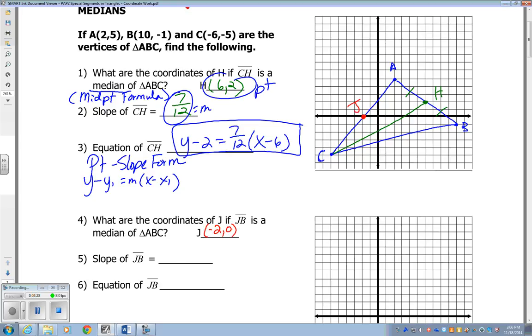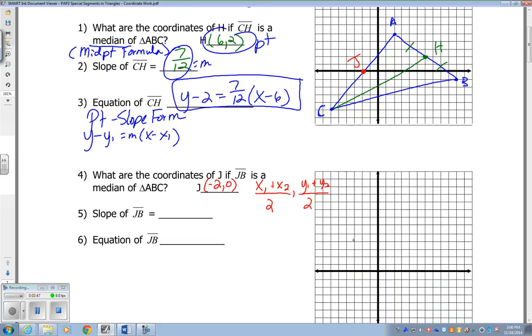Okay, remember you can still use your midpoint formula to find that if I wanted to. I could just add my x coordinates divided by 2 and my y coordinates divided by 2 and get to that if I could not see it on the graph. Okay, I'm going to scroll this up a little bit, but I want to still see the triangle.